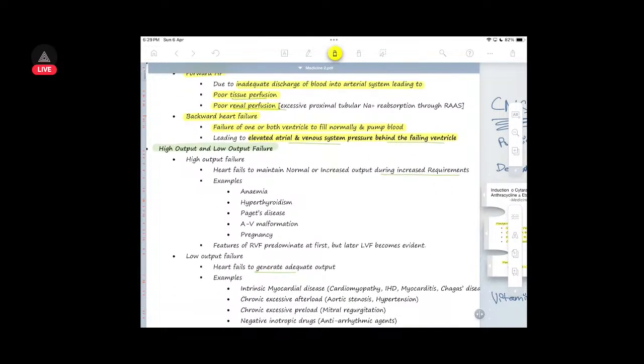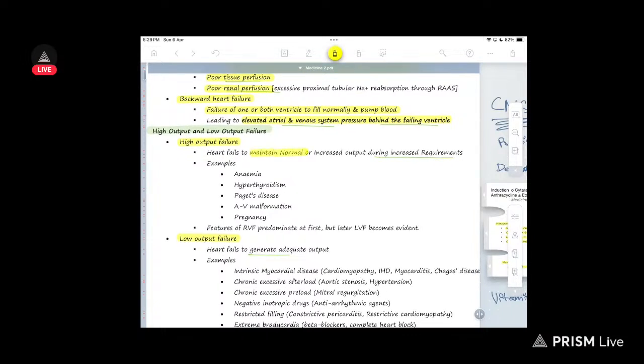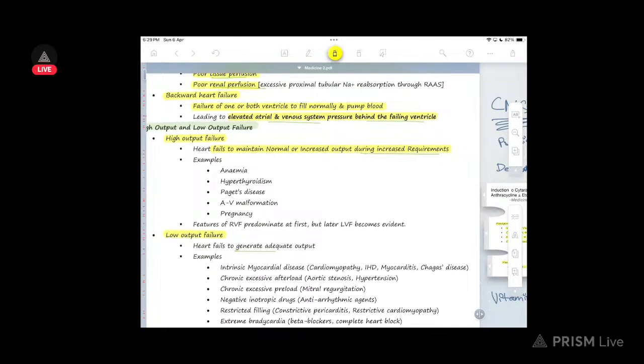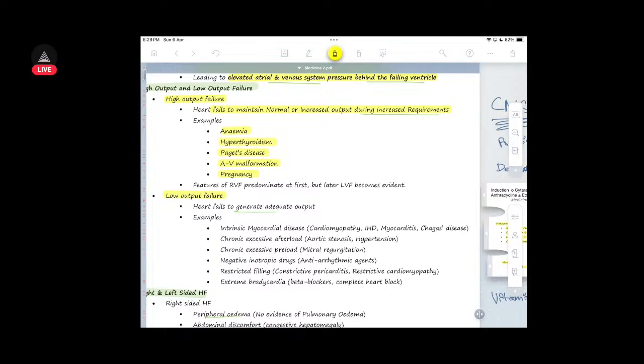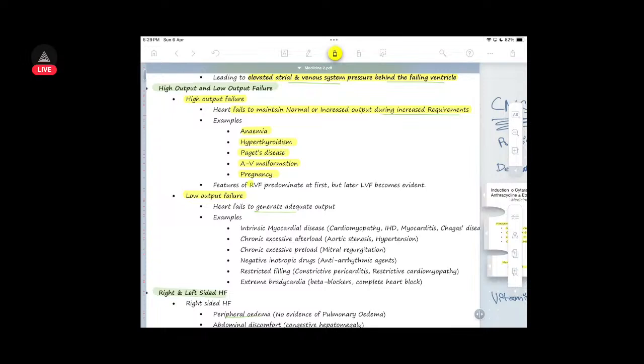Then you have high output and low output failure. High output failure: the heart fails to maintain normal or increased output during increased requirements. Causes are anemia, hyperthyroidism, Paget's disease, arteriovenous malformation, and pregnancy. Features of right ventricular failure predominate at first, but later left ventricular failure occurs. So first it is right ventricular failure, then left ventricular failure.